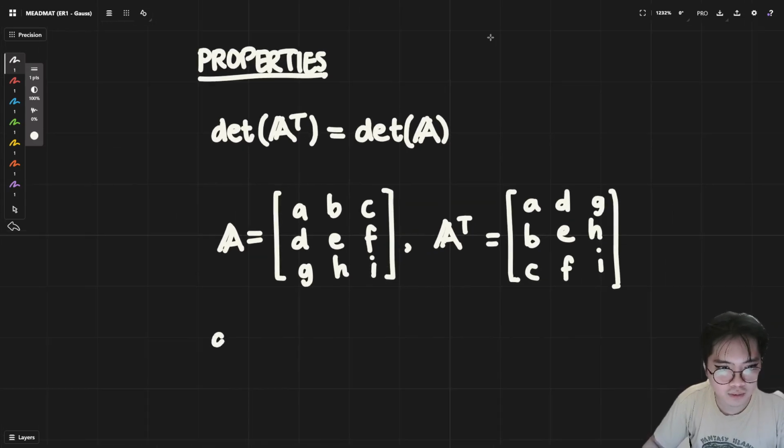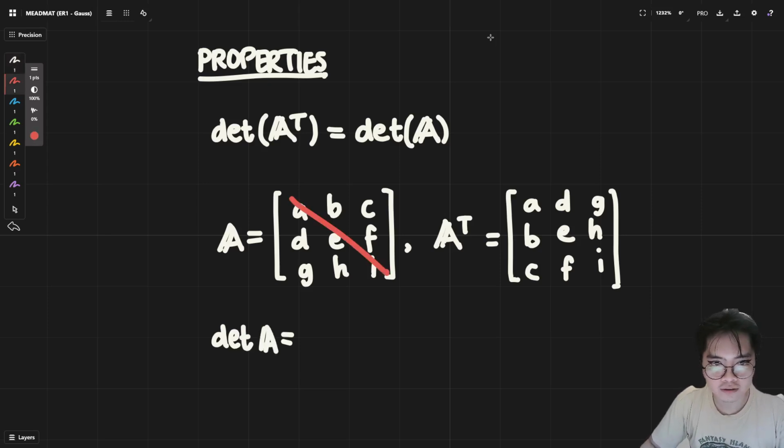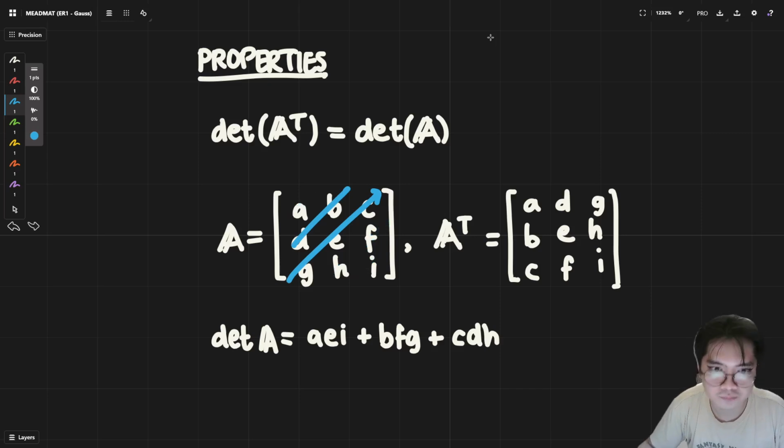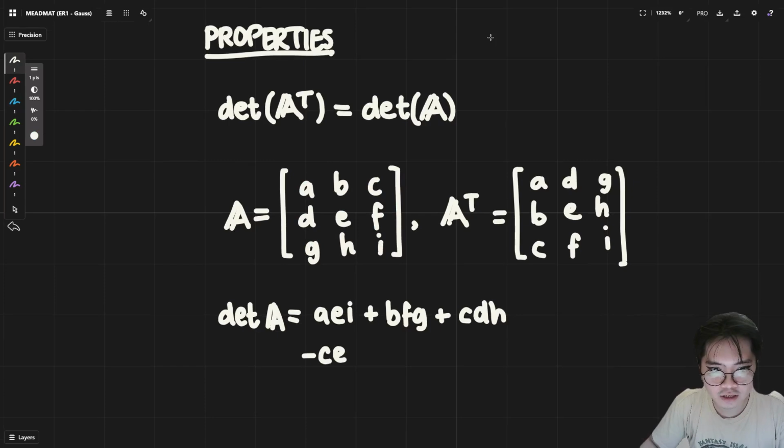Okay, let's get the determinant of A, right? In this case, you look here. That's your first diagonal. This thing is your second diagonal, and this thing is your third diagonal. So that will be AEI plus BFG plus CDH. Next, your negative diagonals. This one first, this one second, this one third. So minus CEG minus BDI minus AFH.